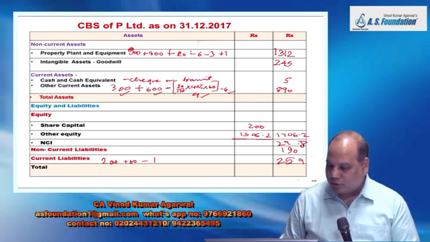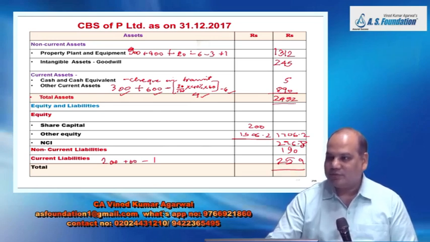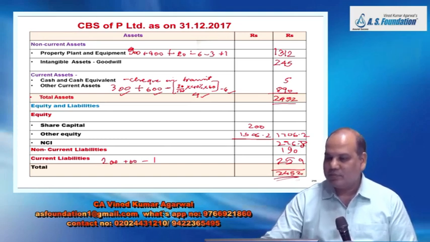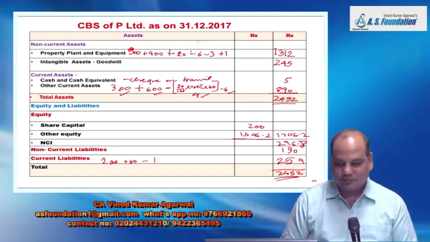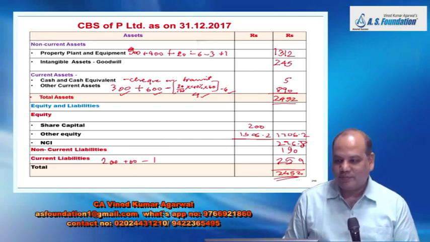Now tell me the total of the asset side. 2452. And this side same. Amazing. Okay, this answer is over.